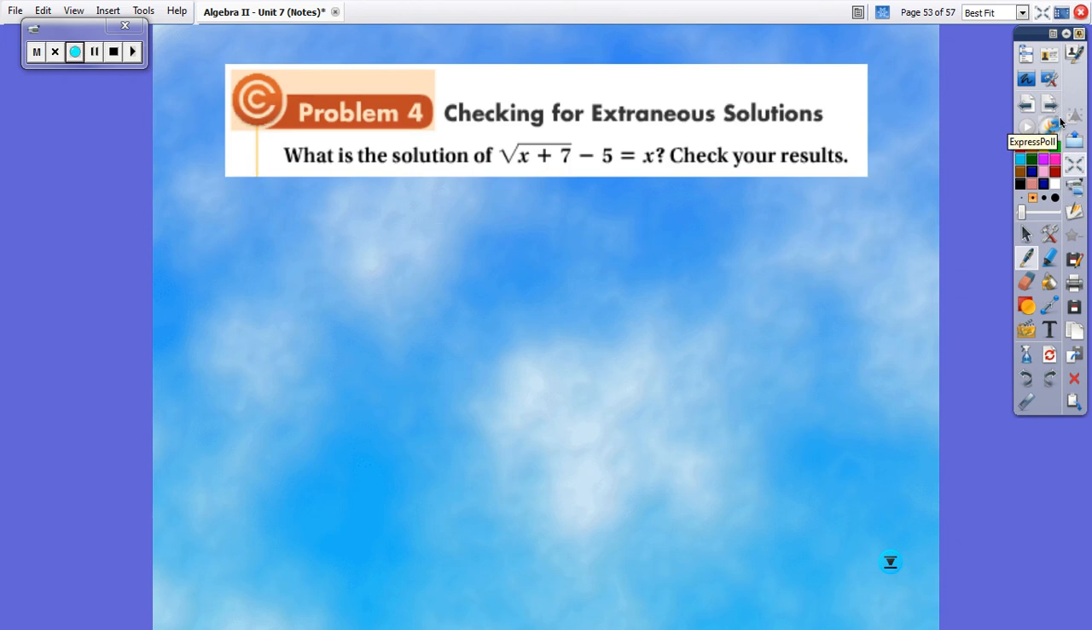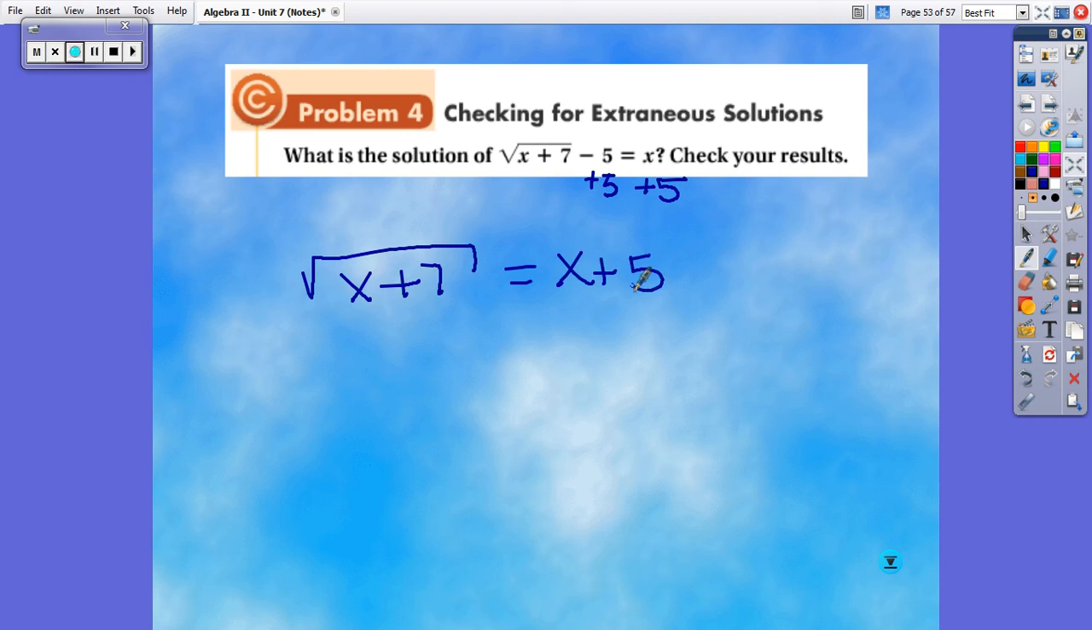For the next type of problem, you're going to end up with a binomial on one side. So you're going to have to square a binomial, which means you have to remember to FOIL. So just like we've been doing, you want to get the radical by itself. So I'm going to add 5 to both sides. I'm left with the square root of x plus 7 equals x plus 5. In order to get rid of the radical, I have to square it. And if I do it on one side, I have to do it on the other side.